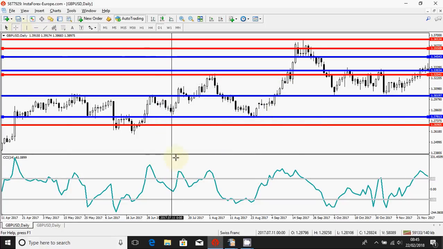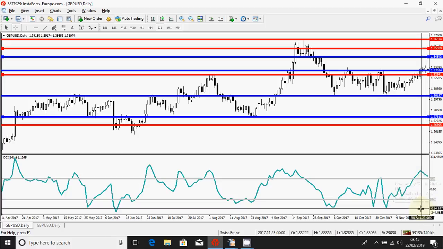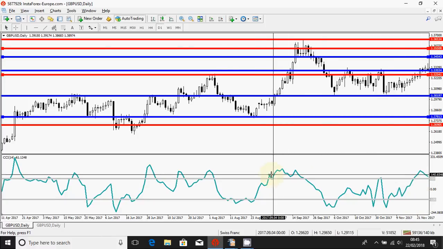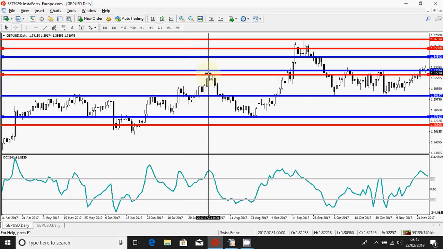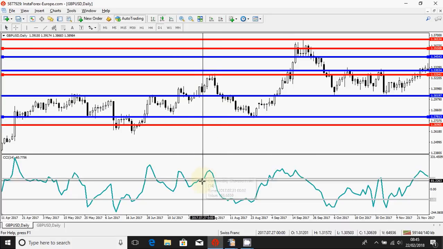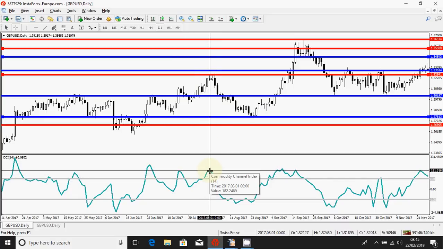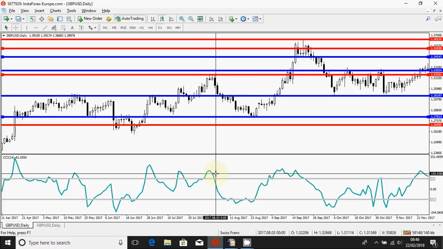Okay, so that level is the overbought level. This is the oversold level. So at this point, you are approaching a resistance level or resistance zone. So you look at CCI at the time. What's happening? CCI says we are overbought, and CCI is already turning down.